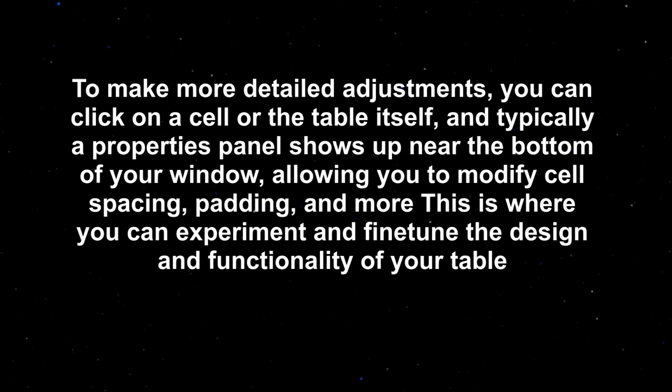To make more detailed adjustments, you can click on a cell or the table itself, and typically a Properties panel shows up near the bottom of your window, allowing you to modify cell spacing, padding, and more. This is where you can experiment and fine-tune the design and functionality of your table.